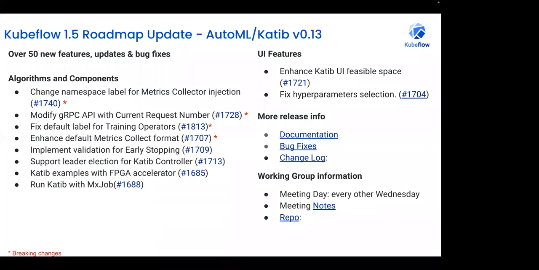With respect to new features, we have added more validations for the early stopping feature. Also, currently the Katib controller can run in HA mode, supporting multiple replicas, and the leader is selected from the available ones. And we have added more examples to the repo. We have added the Katib integration with the FPGA accelerator, with which the trials can take advantage of FPGA acceleration. Also, the MXNet job example is added to Katib. And with respect to the UI, more enhancements are made with respect to the feasible space and the hyperparameter selection.